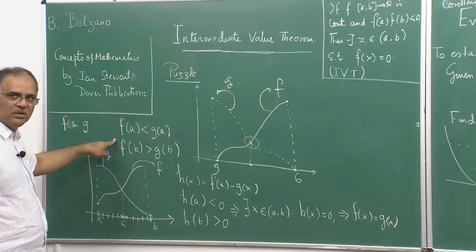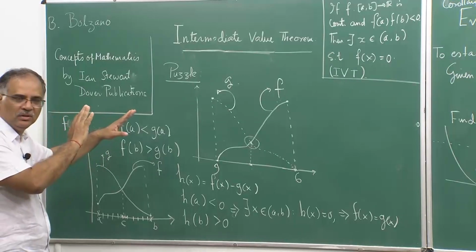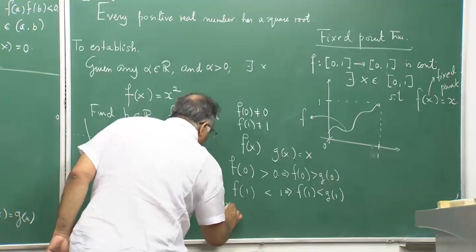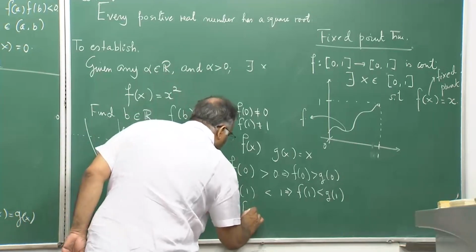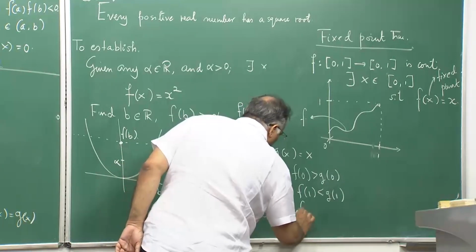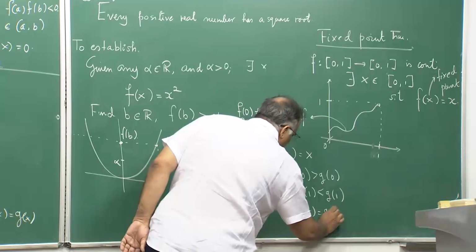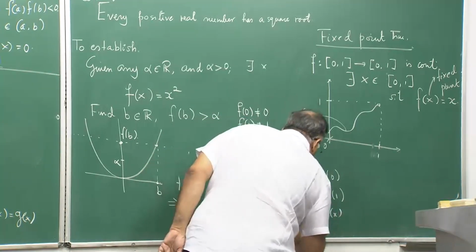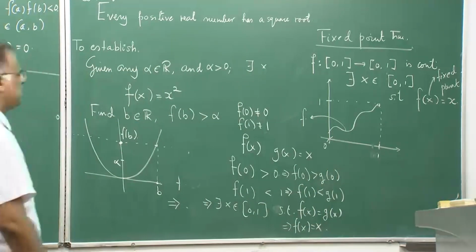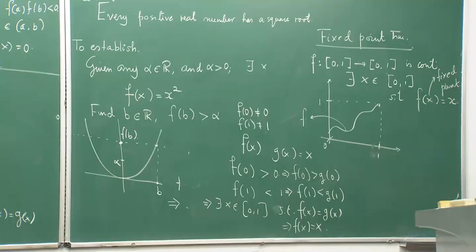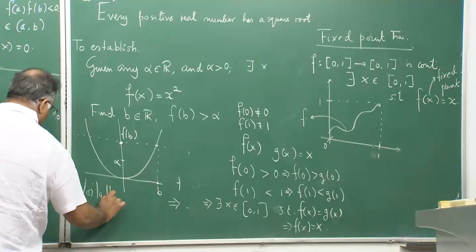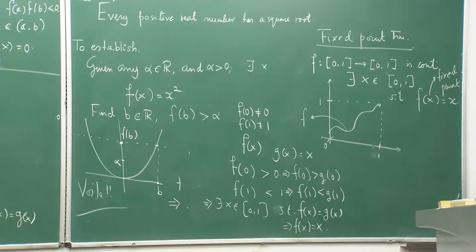So, it is exactly in the situation of this mountain climbing situation. You will immediately prove that there exists an x between 0 and 1 such that f(x) would be equal to g(x), but g(x) is equal to x. So, this would imply that f(x) is equal to x, and voila, my theorem is proved. Voila is actually a French word, which means that is it, done.